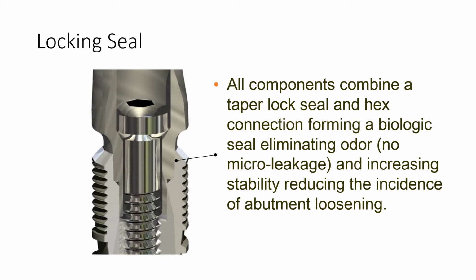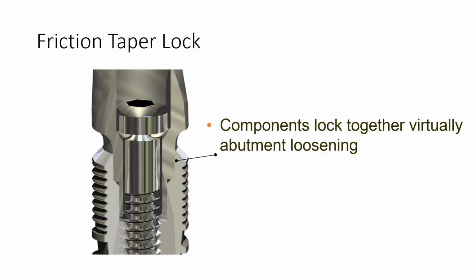It also incorporates a hermetic seal, which not only improves the fit of the abutment to the implant, reducing the amount of possible loosening during function, but the seal also eliminates effectively micro leakage, which has been implicated again in crestal bone loss. As previously stated, the components actually lock together, and this drastically reduces the amount of component loosening and abutment loosening of the implant restoration in function.